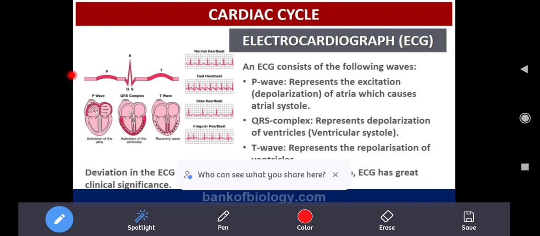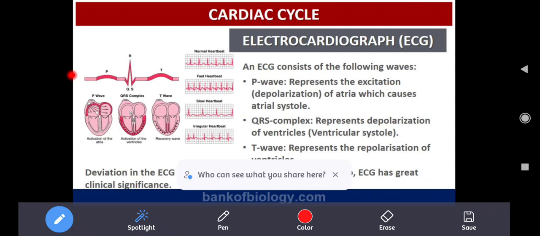There are P, Q, R, S, T waves. How do these waves occur? First, let us discuss the P wave, a very, very important one. The P wave represents the excitation of the atria, which causes atrial systole.